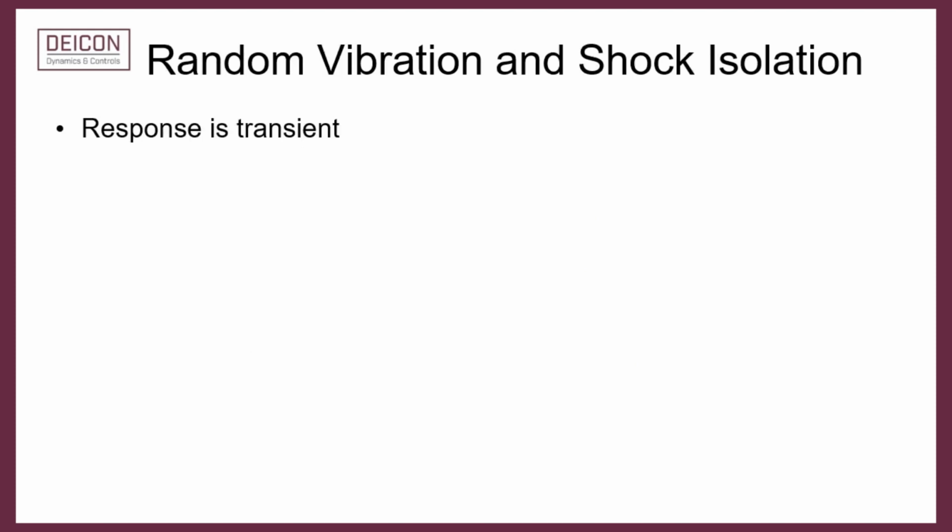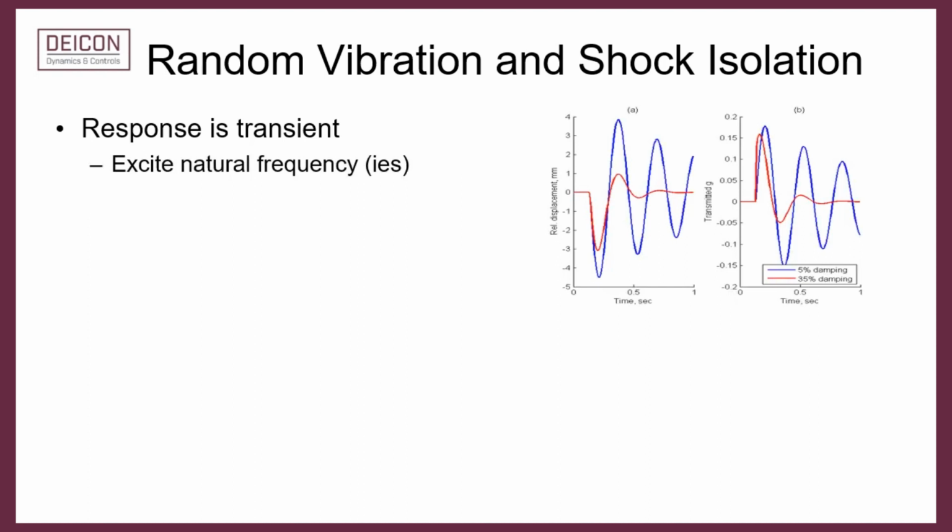Random vibration and shock perturbations are normally intermittent and possess energy over a large frequency range. When such perturbations hit an isolation system, the isolated object responds in a transient fashion, mainly at the natural frequencies. Damping in such isolation systems lowers the extent of this response.